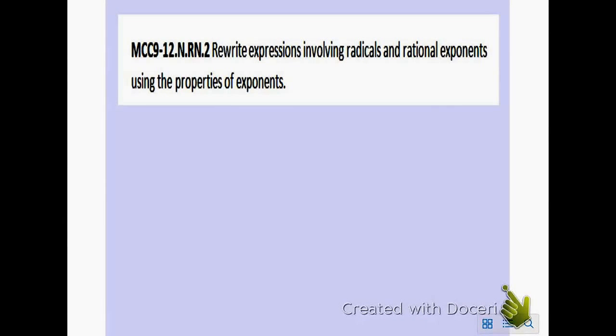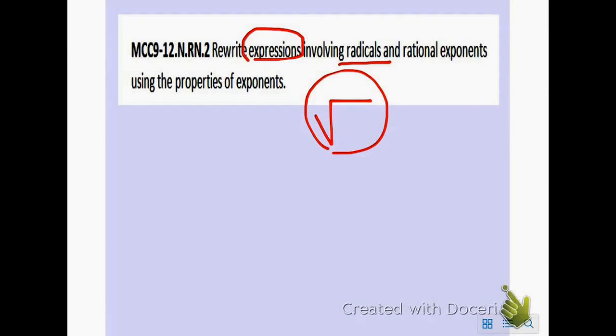Okay, we're beginning our fourth unit, which is extending the number system, and we're going to be looking at the first standard, which says to rewrite expressions involving radicals and rational exponents using properties of exponents. Remember, expressions are just math problems that involve numbers and letters and different operations. Radicals are square roots, cube roots, fourth roots, fifth roots. But you're going to have this symbol right here. This is your radical symbol.